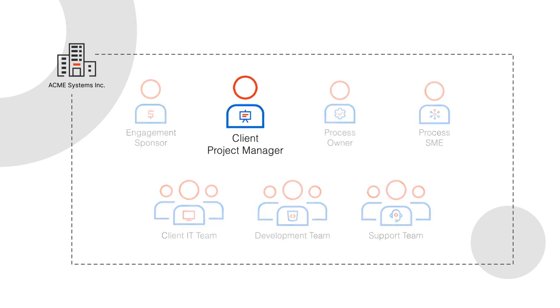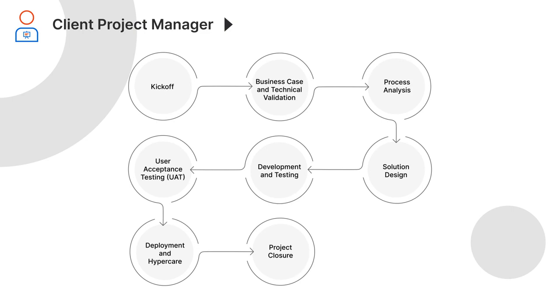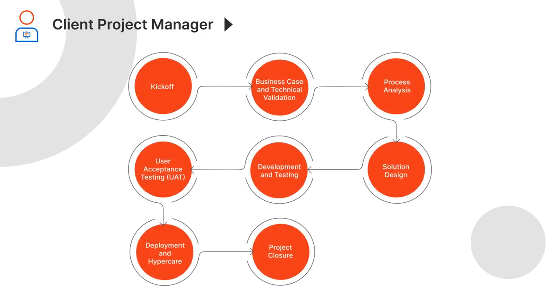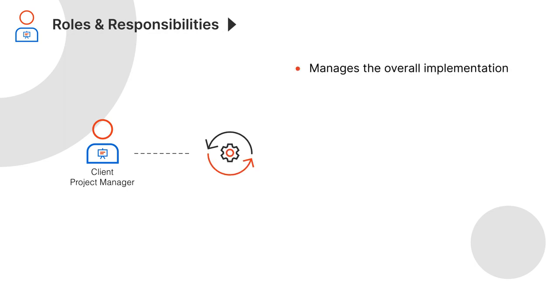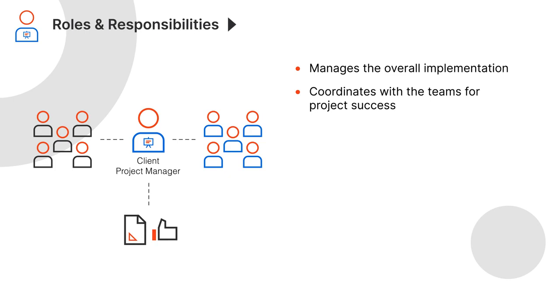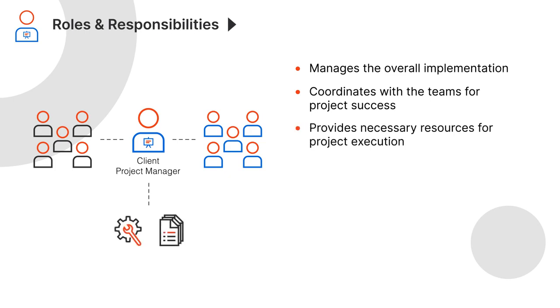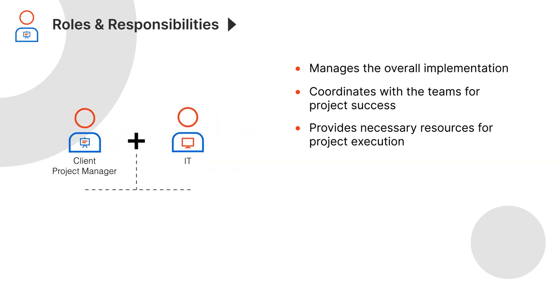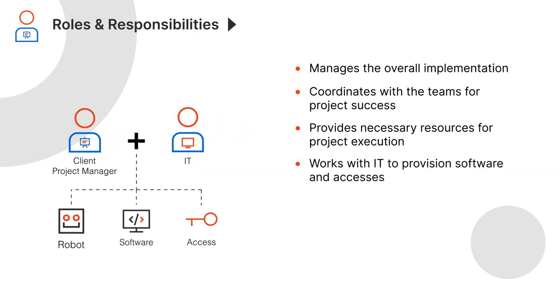The next role is Client Project Manager. During implementation, a Client Project Manager is involved at all stages. Client project managers manage the overall implementation from the client team side. Generally, they coordinate between the UiPath team and the client team to ensure a successful project. They're responsible for providing all the resources necessary to execute the project. This includes working with IT to provision robot hardware, developer and client subject matter expert or SME software, and access.